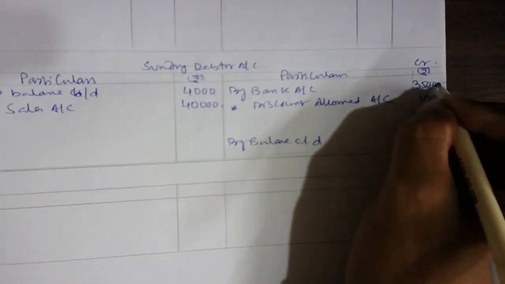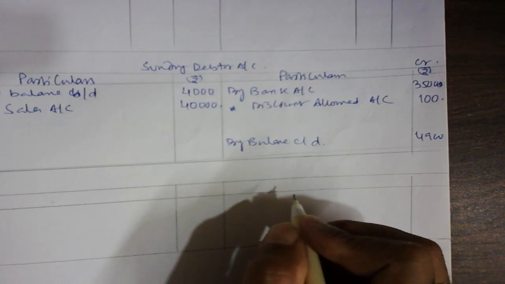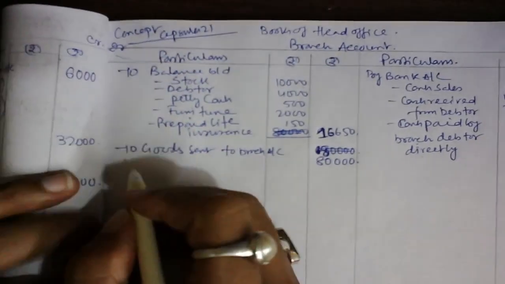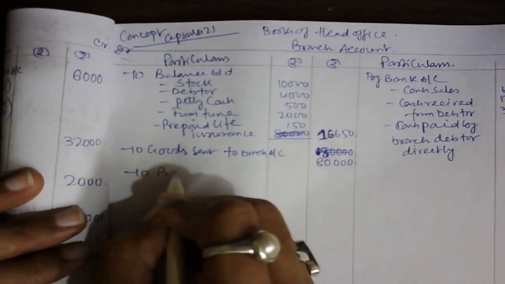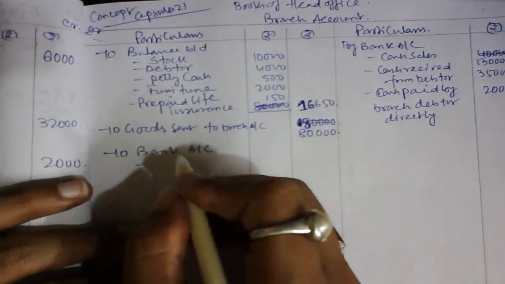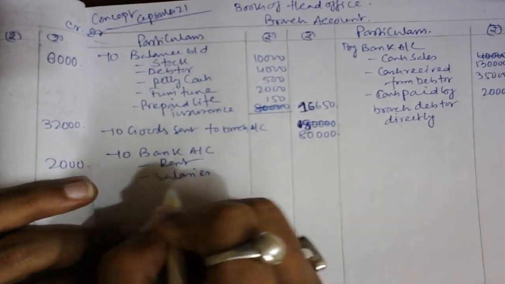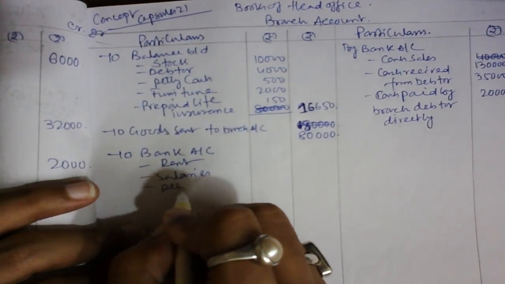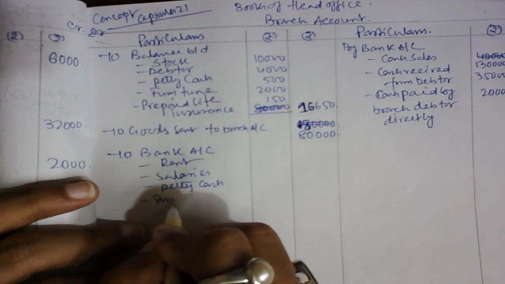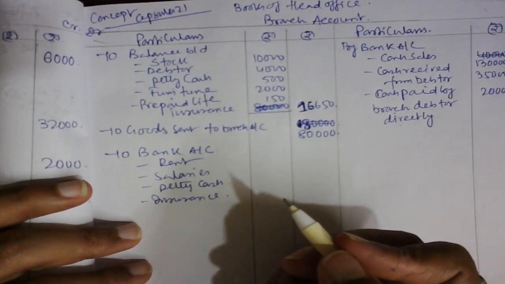Okay? After this, sir, cash sent to branch for expenses: rent, salary, petty cash, insurance. So cash has been paid by the head office, so we can write here to bank account. Who paid this amount? It is nothing but the head office. So you can write it directly: rent, salaries, petty cash, insurance. Okay, so it is given, sir, insurance up to March.